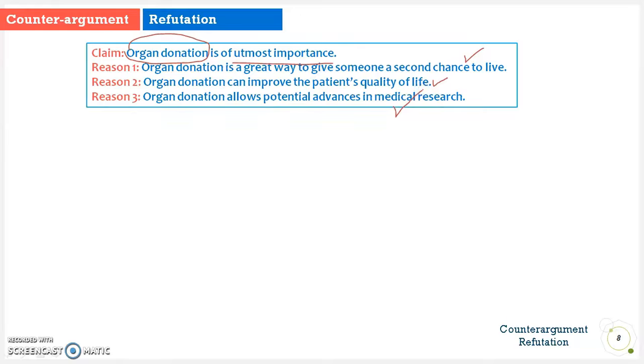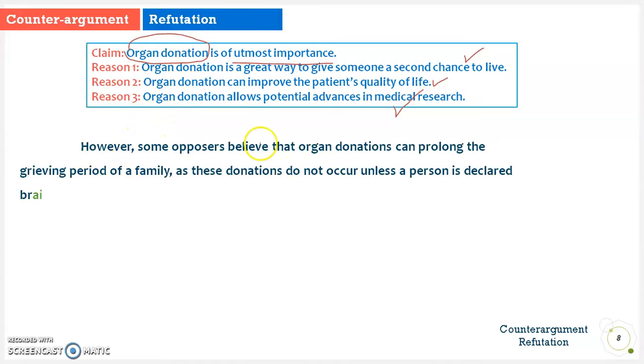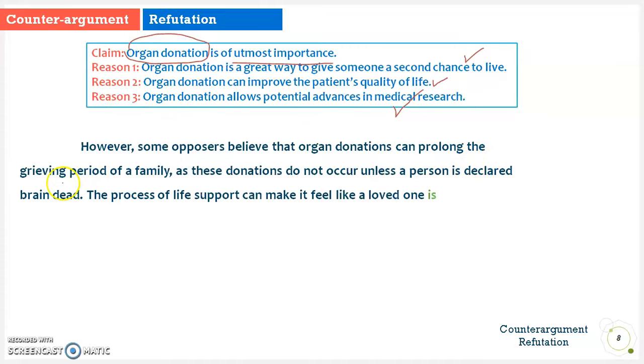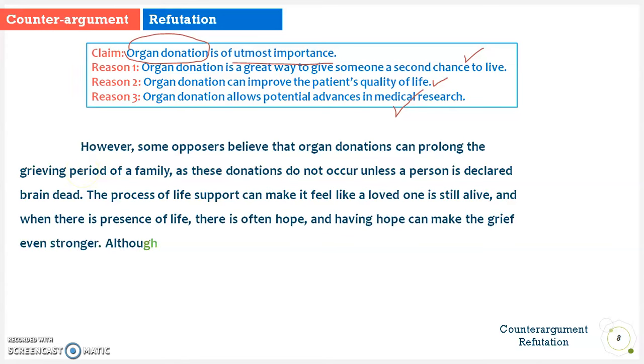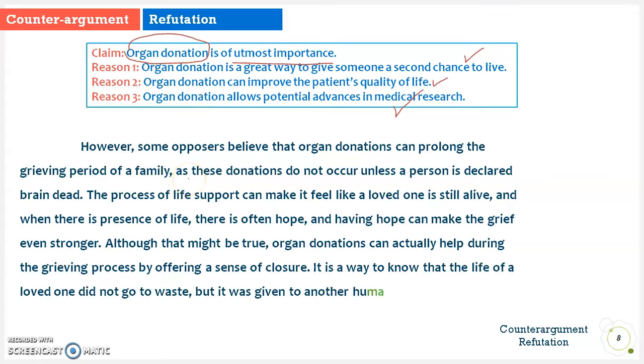So, now the writer has to present the other point of view, that is, people who are against organ donation. We started with a contrast transition. However, some opposers believe that organ donations can prolong the grieving period of a family. Grieving period means the period of being sad and anxious and worried about the family member, knowing that you will lose the member with death, as these donations do not occur unless a person is declared brain dead.